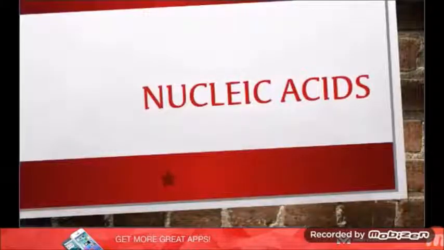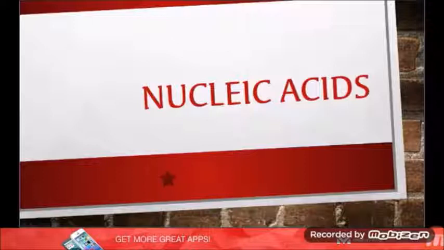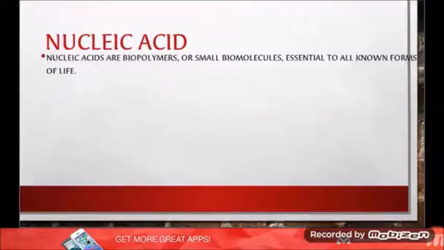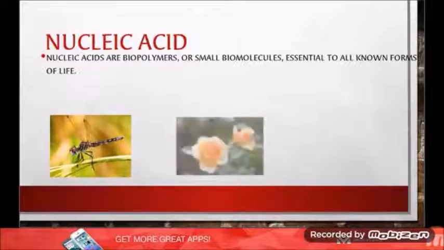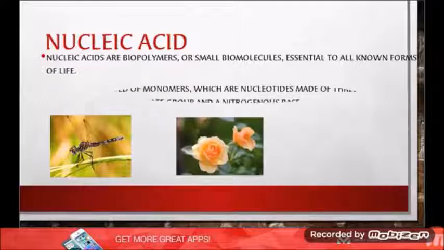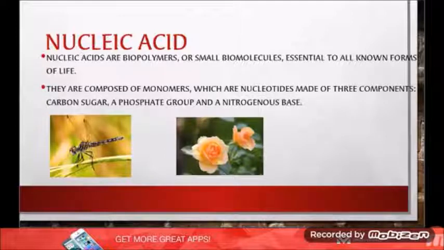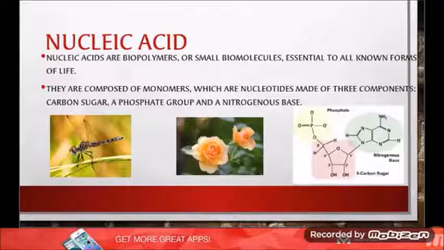How do we define nucleic acids? Well, the nucleic acids are the biopolymers or small biomolecules essential to all known forms of life. So even insects flying around and all the flowers blooming have these nucleic acids. They are composed of monomers, which are nucleotides made of three components: a carbon sugar, a phosphate group, and a nitrogenous base.